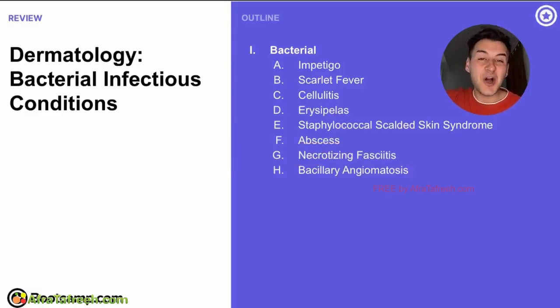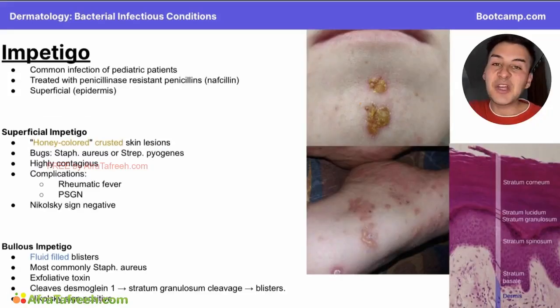So here we're going to be talking all about bacterial infectious conditions of the skin. So go ahead and take a look at the outline over here and let's get busy. Let's start off by talking about impetigo, which is going to be a very common skin infection of our pediatric population. And I want to just start out by noting that there's two types, and I want to point these out to you on physical exam.